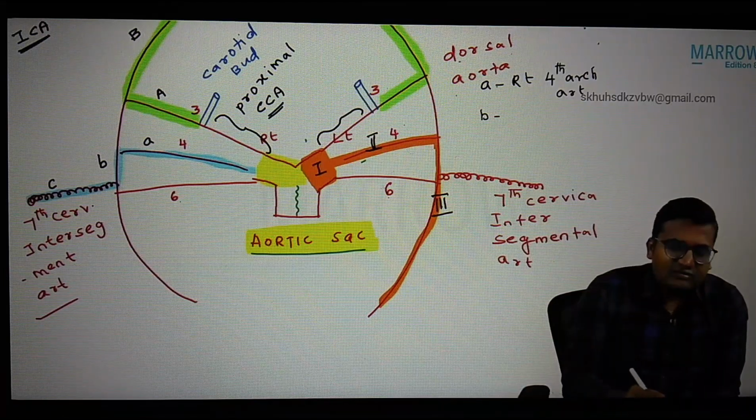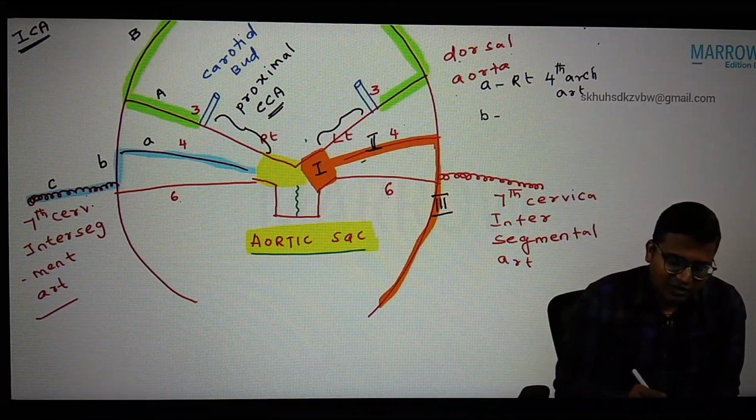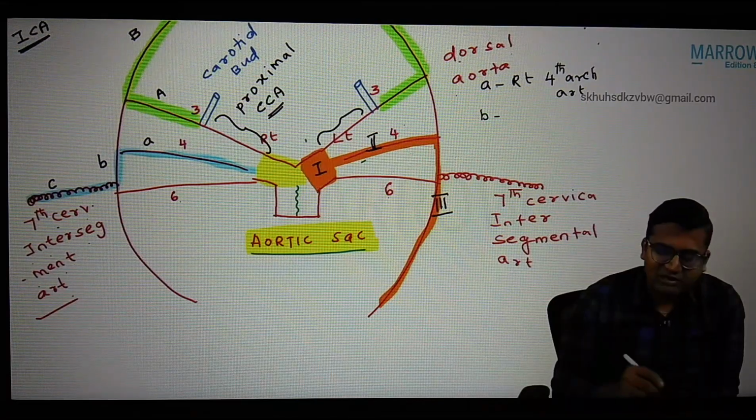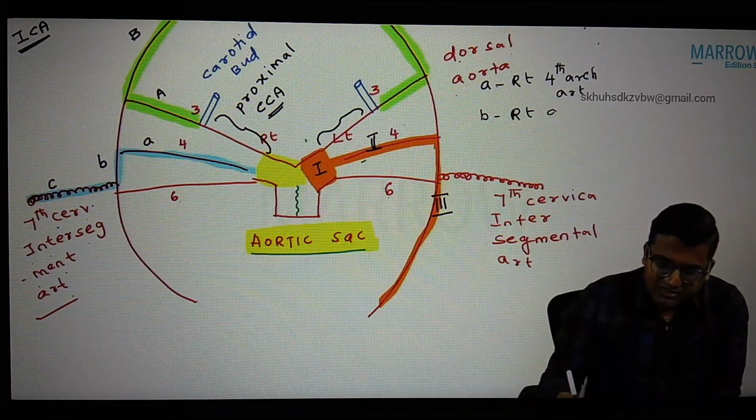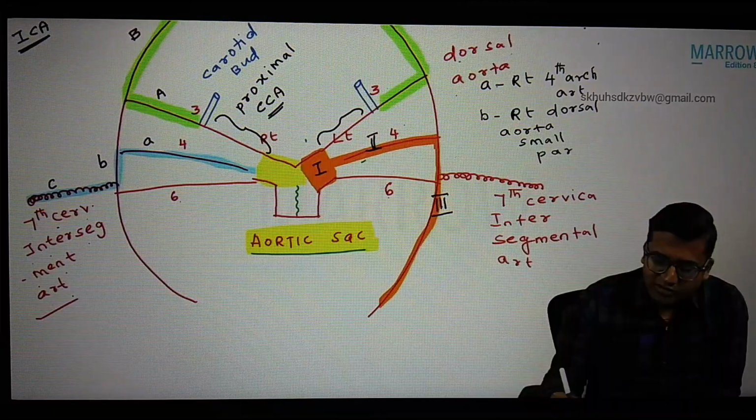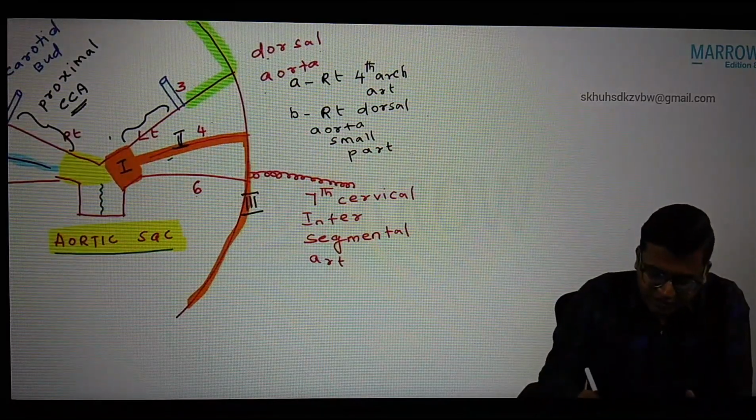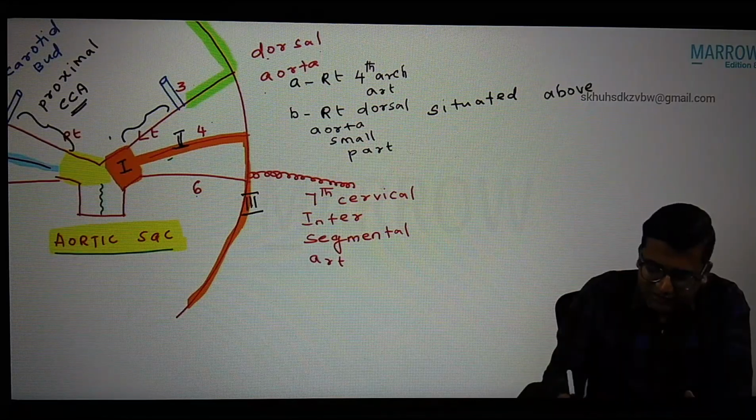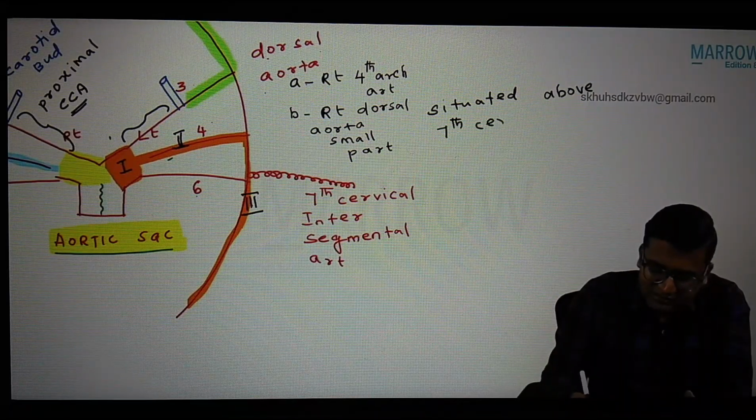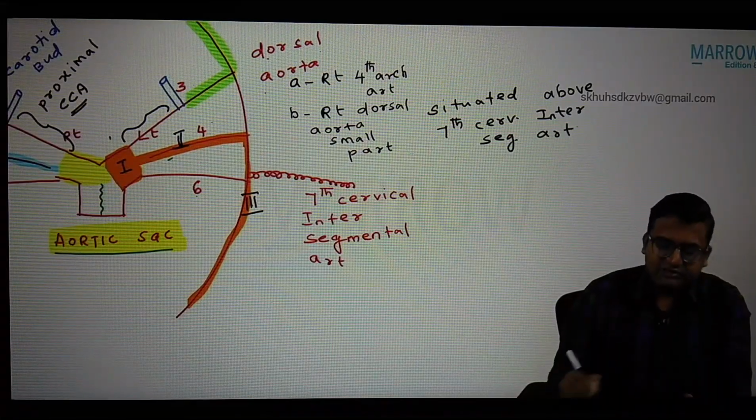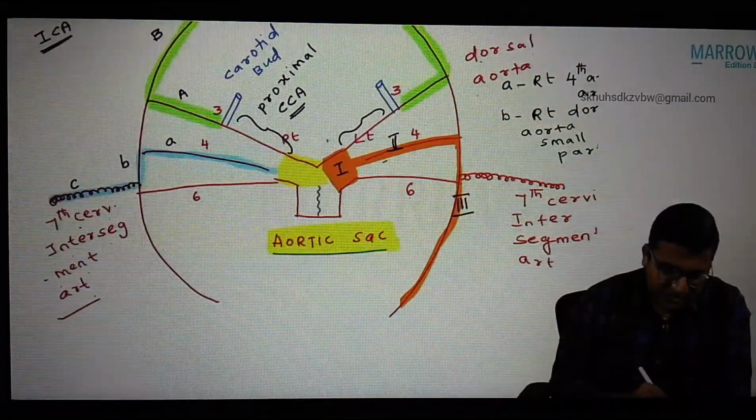Now B is our right dorsal aorta, the small part of the right dorsal aorta, which is situated above the 7th cervical intersegmental artery. Okay. Now what is C?